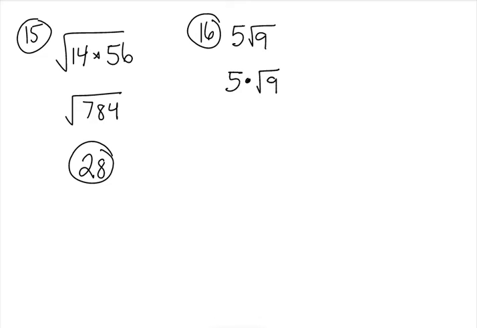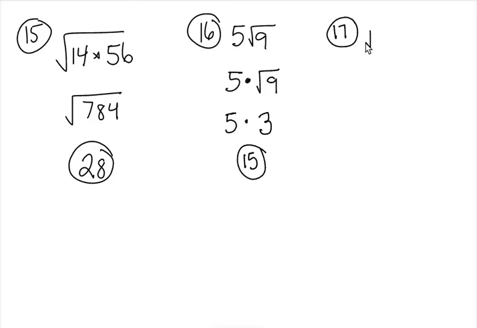So if I treat it that way, and I remember that a square root symbol is like a grouping symbol, well, I would keep 5 the way it is, and then I find the square root of 9. Square root of 9 is 3. 5 times 3 is 15. So we're just following the order of operations, remembering that a square root symbol, the radical, is like parentheses. It's like a grouping symbol. It groups something together.